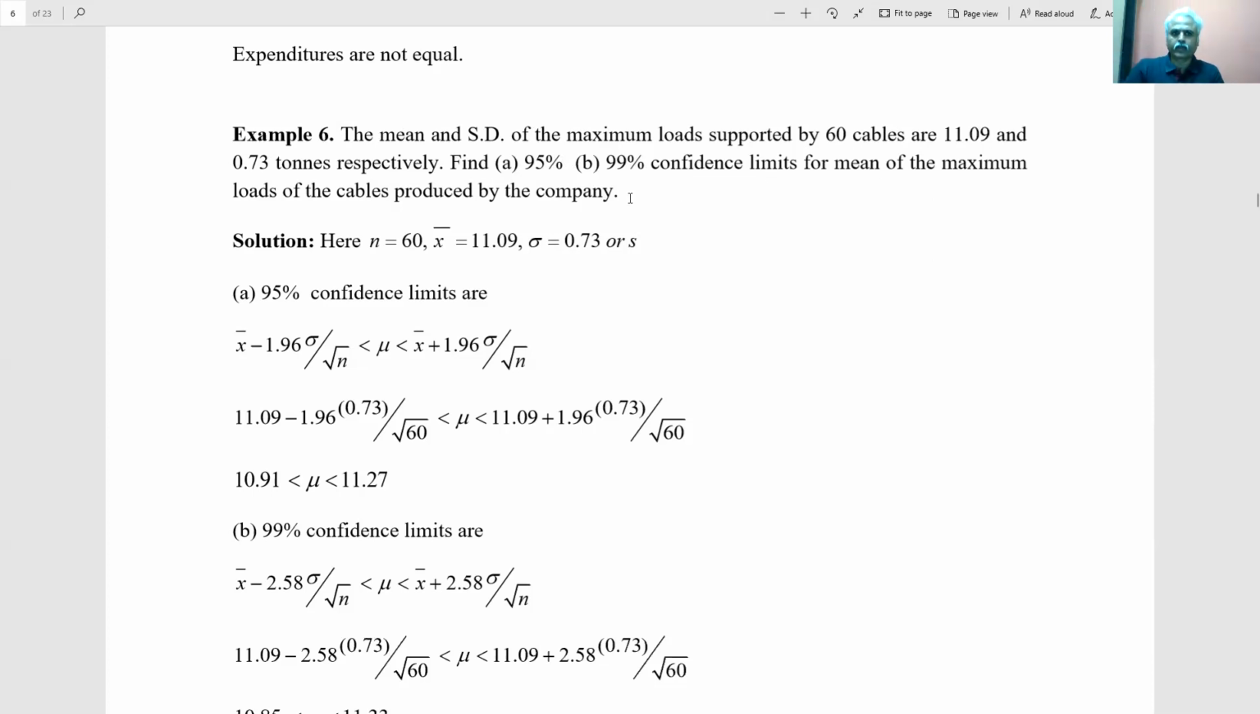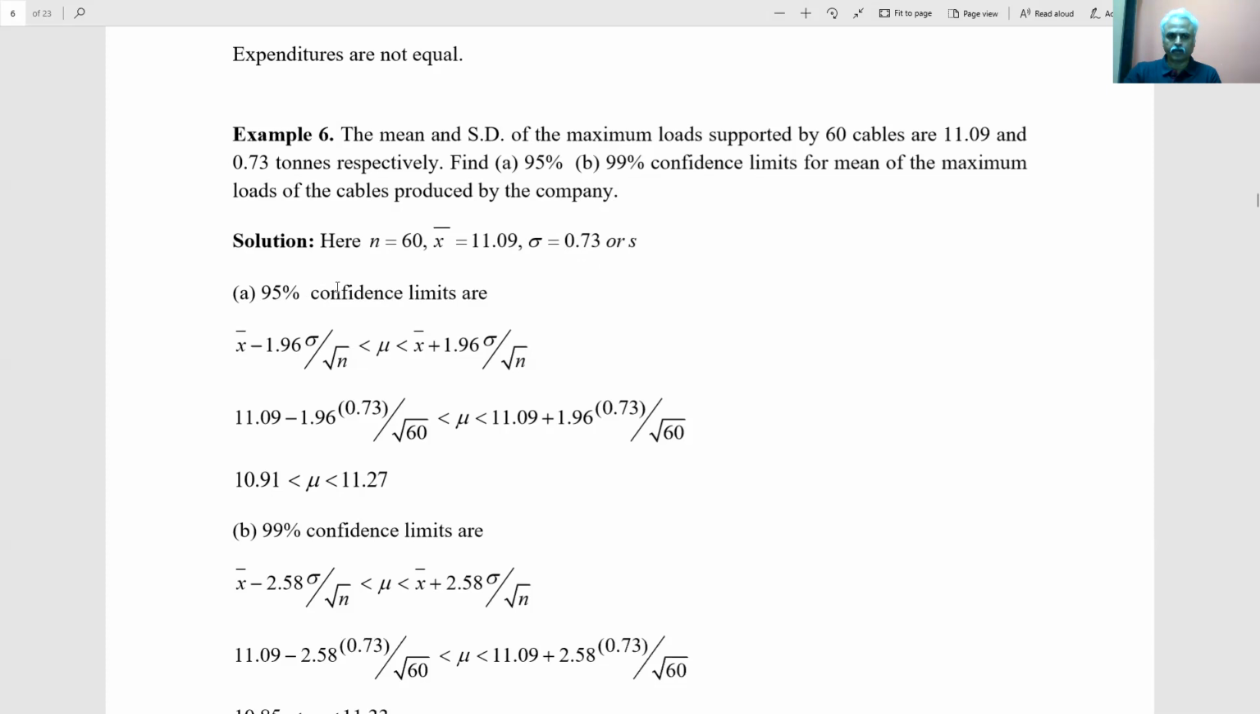Let us see. Given data, you just note down sample size 60, average 11.09, that is bearing capacity 11.09 tons, and 0.73 tons is the standard deviation. For big samples, the sample standard deviation and population standard deviation are the same. For small samples, this becomes different. When we come to small samples, by name T distribution, we will demonstrate how they are different.